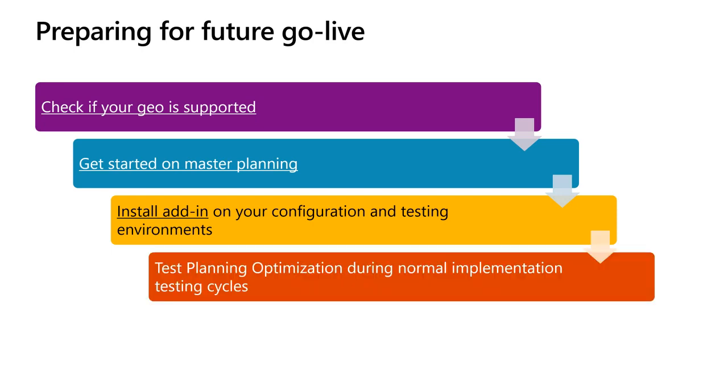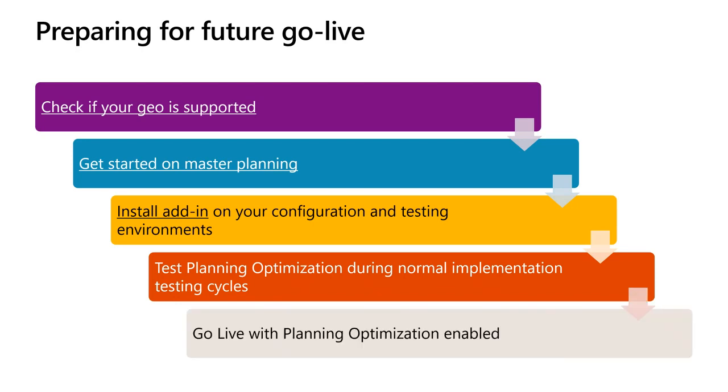Testing planning optimization does not have to be separate. It is part of your implementation. So you will execute your unit tests, process tests, end-to-end tests for your entire set of requirements. And once those are passed, then you will be able to go live with planning optimization enabled.